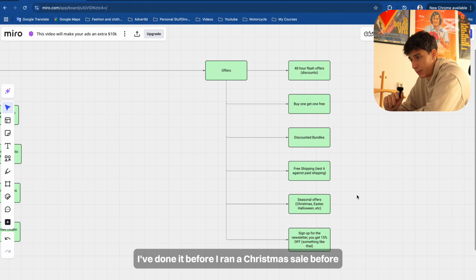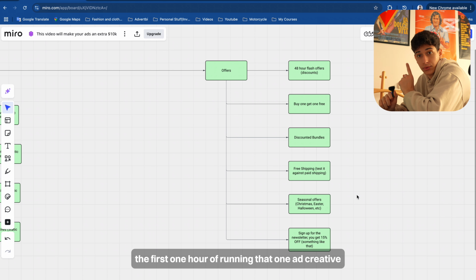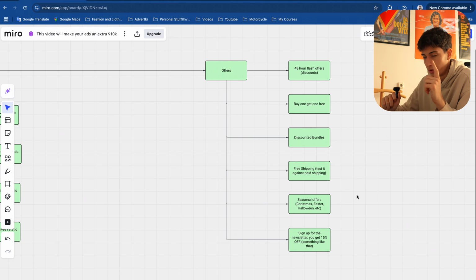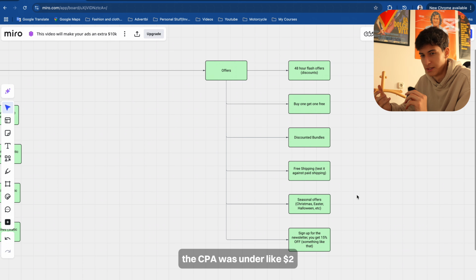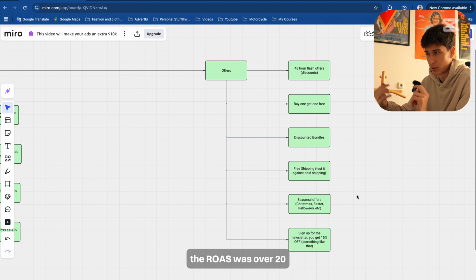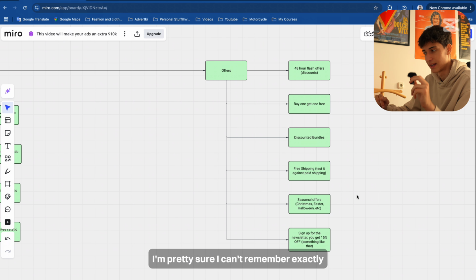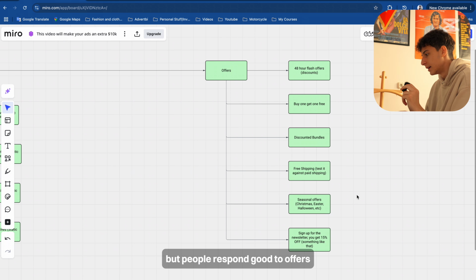I've done it before. I ran a Christmas sale, and in the first 1 hour of running that one ad creative, not even 2, not even 3, one ad creative, I got like 4 sales. The CPA was under like $2. The ROAS was over 20, I'm pretty sure. I can't remember exactly, but people respond well to offers.